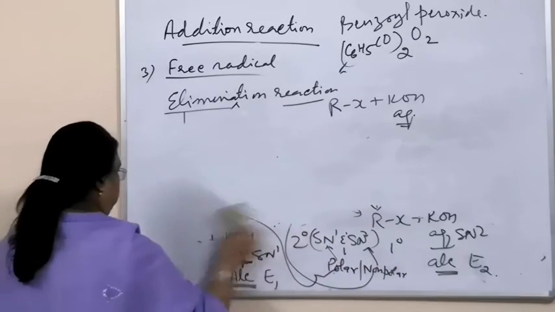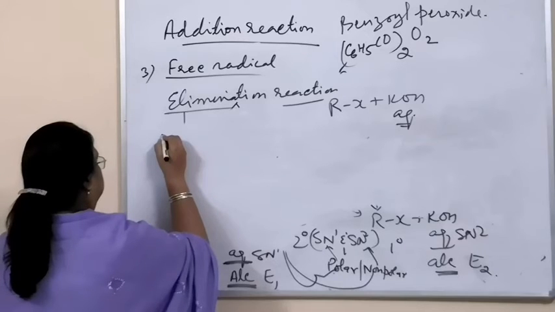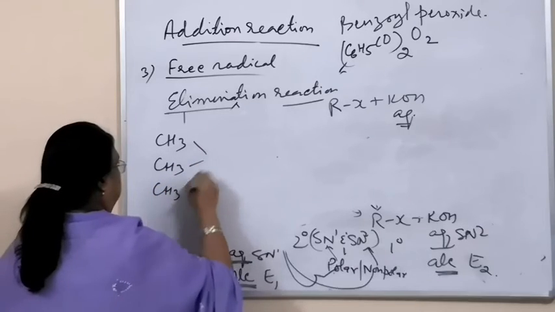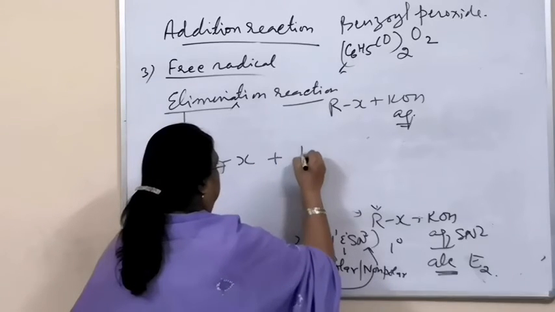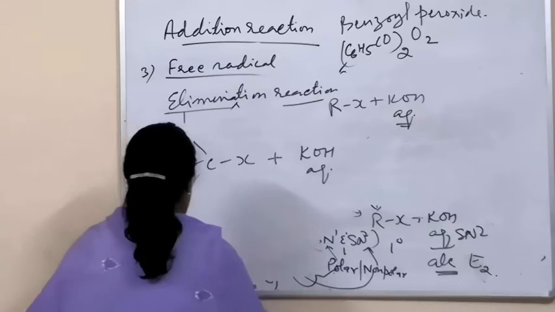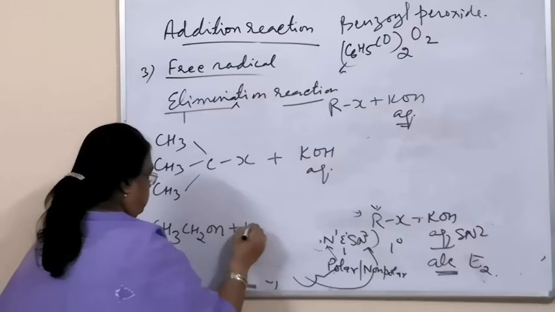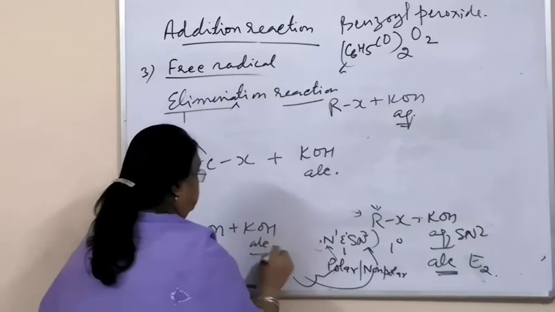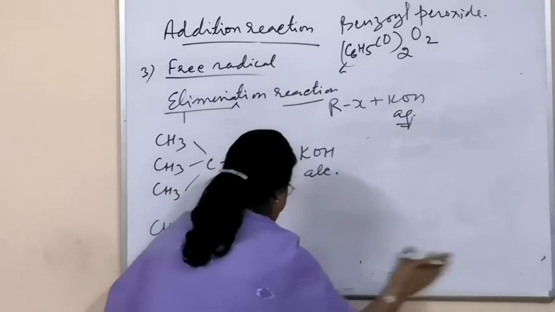So what is the reaction? Your CH3CX plus KOH aqueous. This example I take. Another example I take, CH3CH2OH plus KOH alcoholic. For elimination, it has to be alcoholic. So first see this reaction.